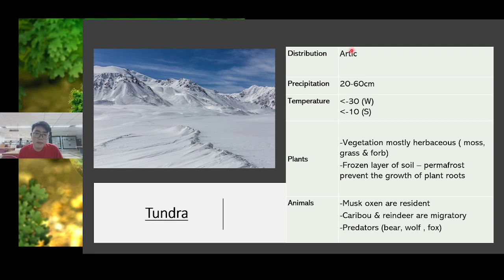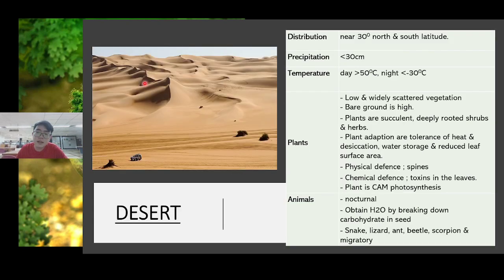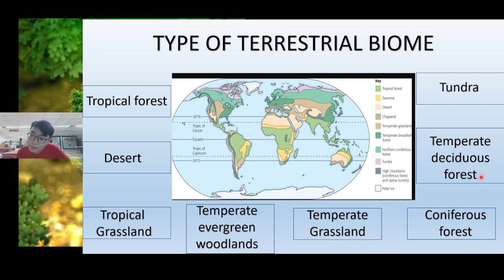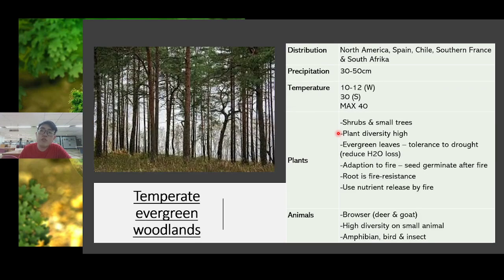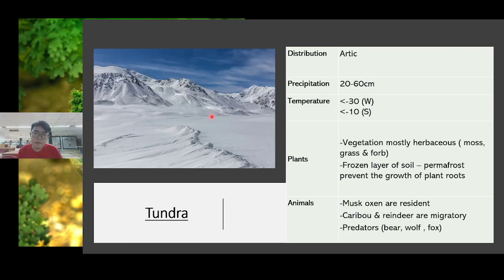Tundra is distributed in the Arctic. Normally it is at the mountains, like Mount Everest. If you see the Arctic, the whole world, it will be there. Normally in China, Nepal, and even our Malaysia also has it, at high mountains. So it is distributed in the Arctic. The precipitation is 20 to 60 cm, and the temperature is normally very low. Even in summer it only reaches negative 10 degrees Celsius. This is considered summer, but actually it is also very cold.